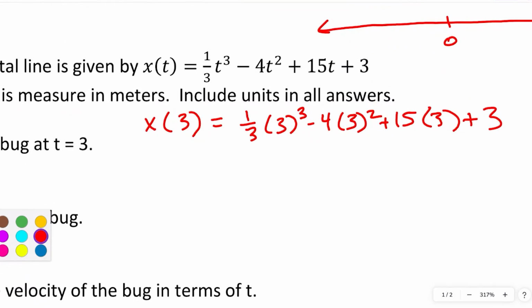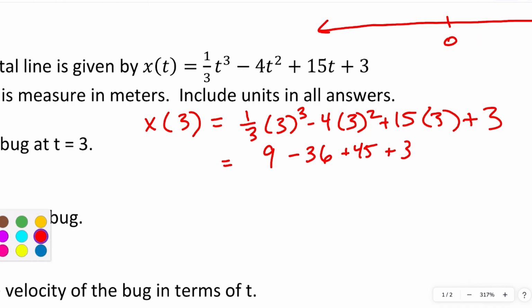Okay, so 3 cubed, 3 times 3 times 3 would be 27. And then 1/3 of that, so 27 divided by 3 would be 9. So that's 9. 3 squared is 9 times 4, so it'd be minus 36. 15 times 3 is going to be a positive 45, and then plus 3.